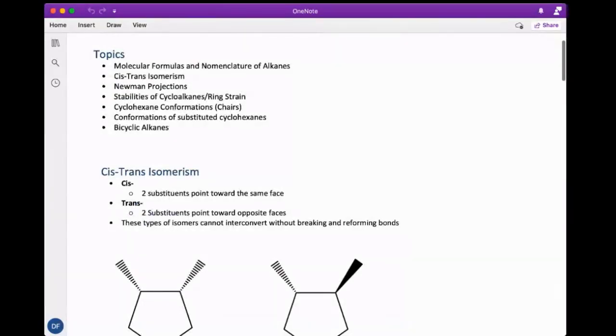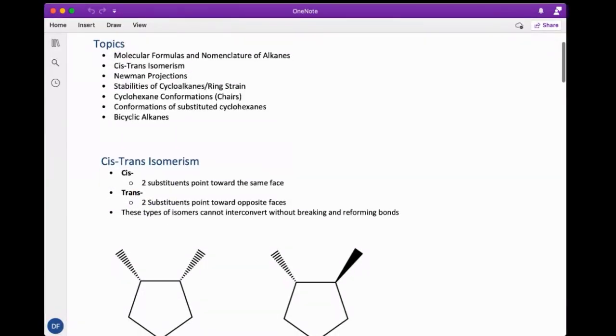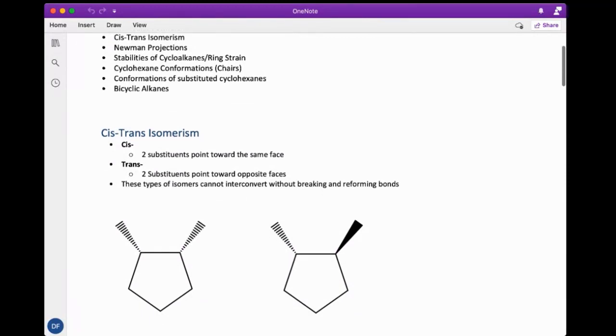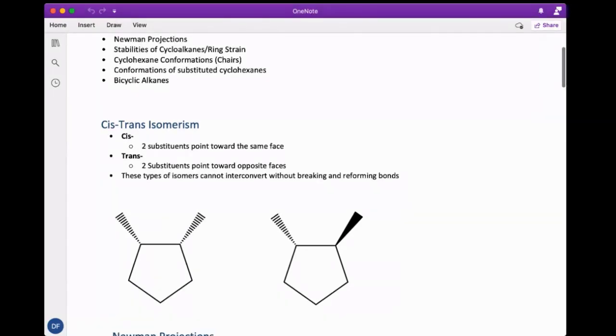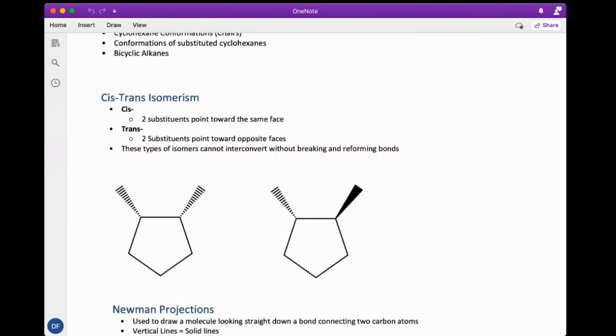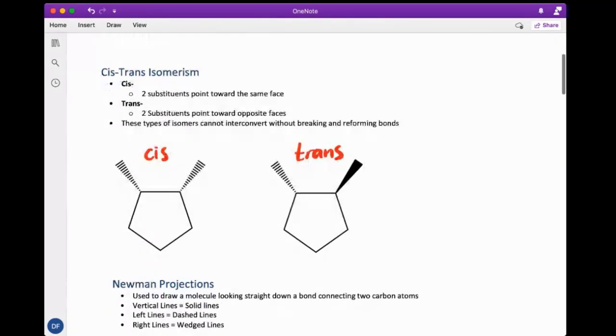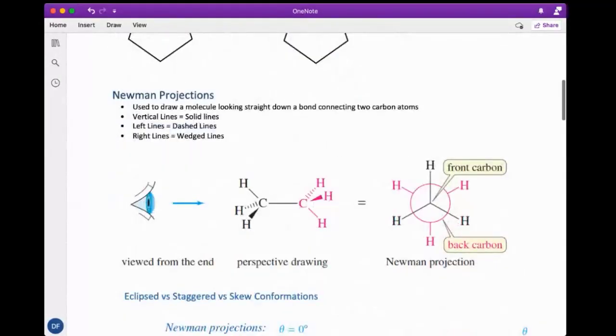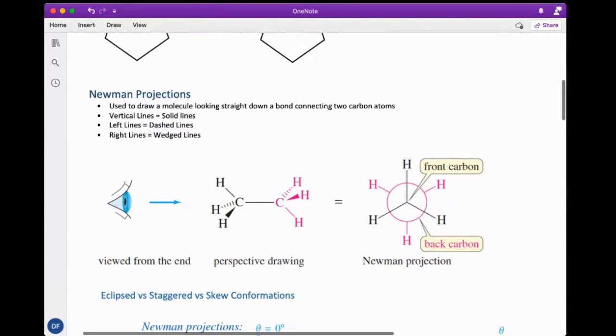Alright, for now we're going to go over cis and trans. For cis, they point towards the same face. Trans is opposite. Just remember that they cannot interconvert without breaking and reforming bonds. So this would be cis, this would be trans. Okay. And so let's go over Newman projections. I know this is one of the requested ones.